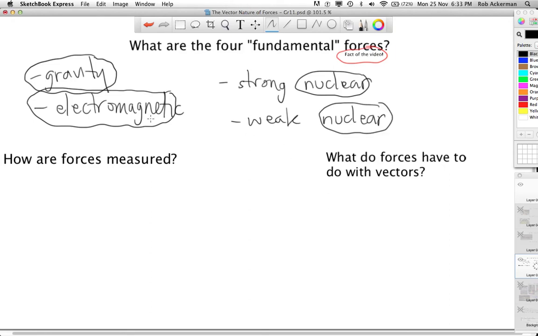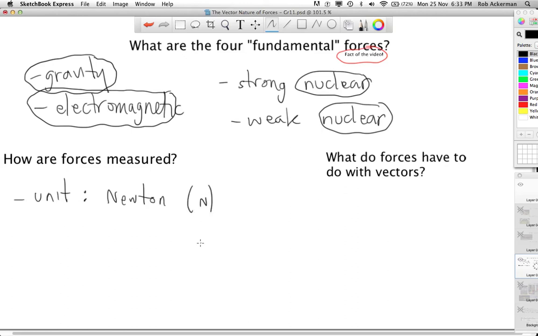However, believe it or not, physicists have been able to explain all forces in the universe just by using these four categories. Everything falls into one of these four categories. So now let's talk about how forces are measured. The unit of measurement for forces is named after Sir Isaac Newton, and it is called the Newton.